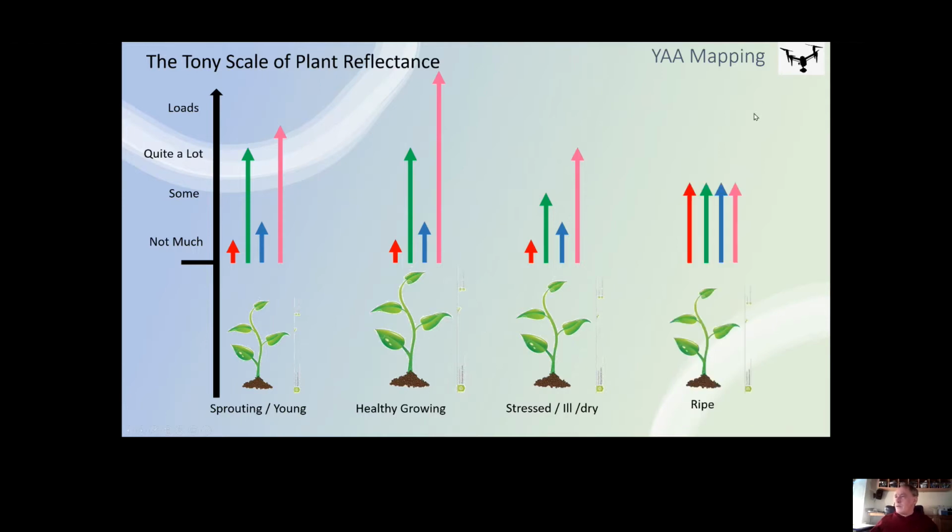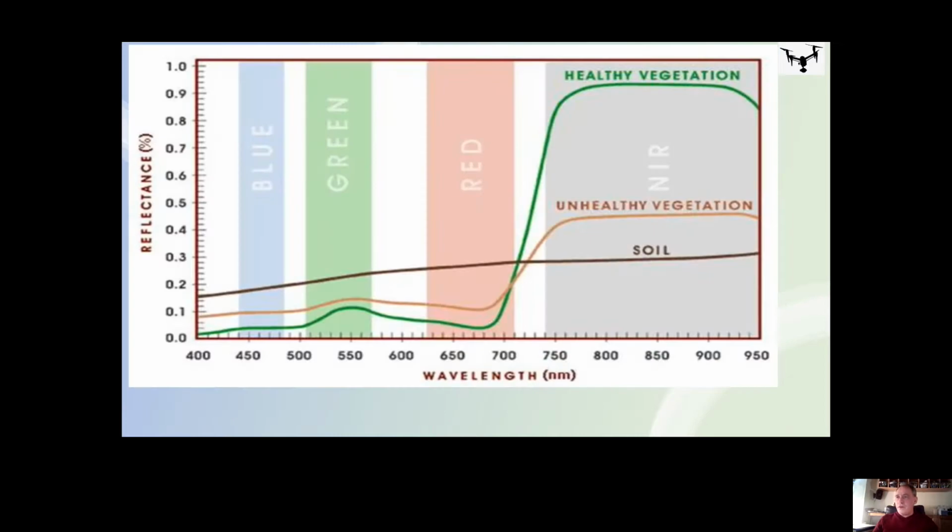And a ripe plant, as you may know, a ripe plant is effectively dead, a cereal crop, and so it doesn't reflect differentially at all. It just reflects all the light back. And there's no absorption. So here we have various categories, and what we're basically saying is that the more ill a plant is, the less near infrared light it reflects. And we get this graph here then.